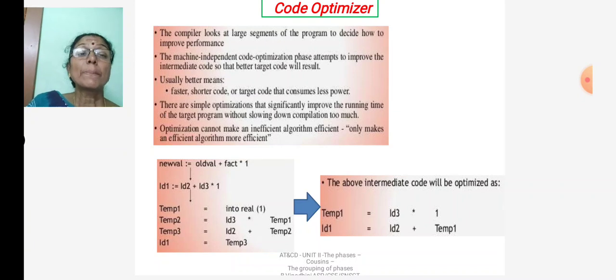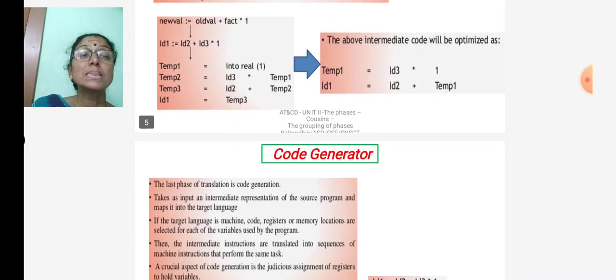For example, in the previous intermediate code we had 4 temporary statements. Instead of the 4 statements, that could be reduced into 2 statements on the right hand side. We use only one temporary variable, so id3 is multiplied by 1, and then id2 is added with temp 1 and stored in id1. So instead of 4 statements we are using 2 statements, that is the optimized code of the above statement. Next is the code generator.